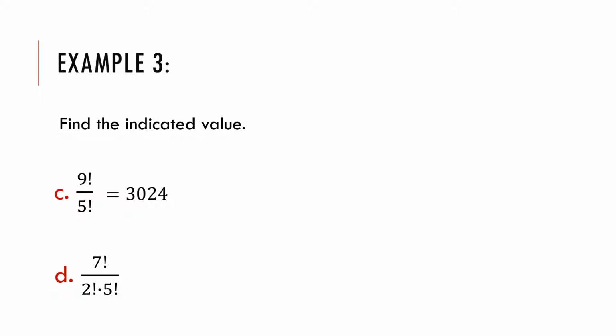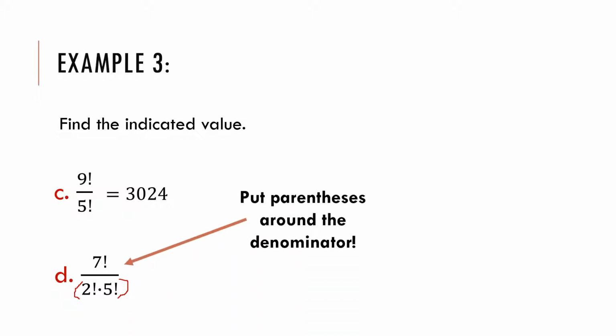And then our last factorial example, 7 factorial divided by 2 factorial times 5 factorial. Now this is one where you will need extra parentheses. I'm going to draw in where you need the extra set of parentheses, so right here and right here. So you need parentheses around the denominator. Very, very important. If you ever have more than one thing going on in the denominator, it's a good idea to put parentheses around it.